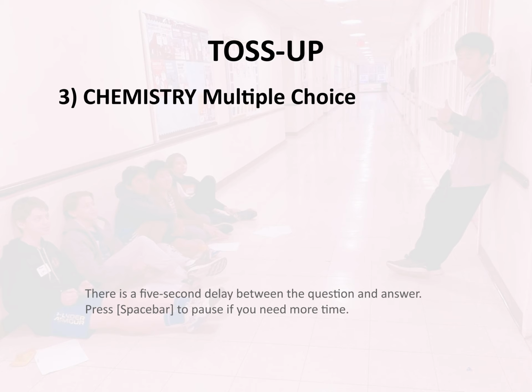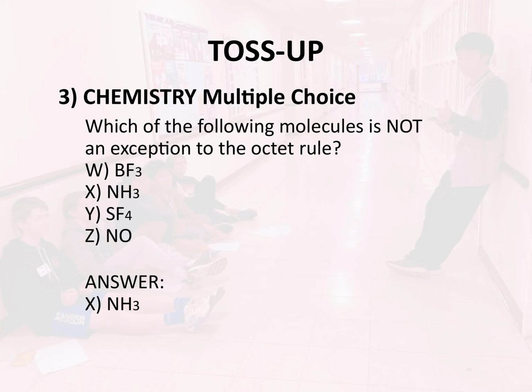Toss-up 3. Chemistry. Multiple choice. Which of the following molecules is not an exception to the octet rule? W. BF3. X. NH3. Y. SF4. Z. NO. Answer: X. NH3.